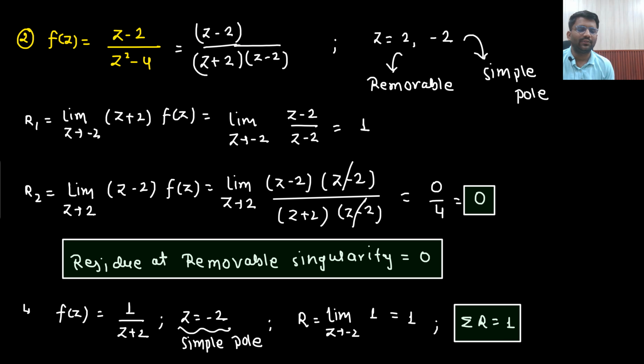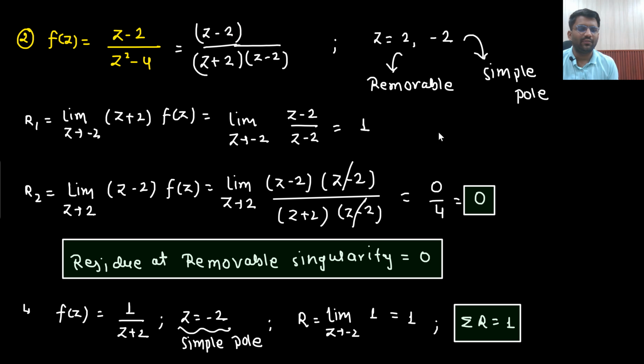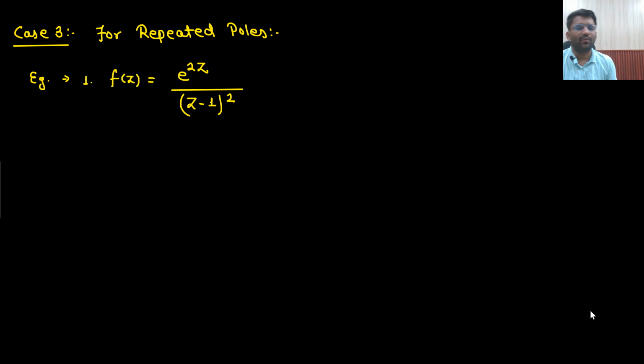Okay. Next we will see multiple poles. For repeated poles or for multiple poles. This is our case 3. So that we will see after a break. You revise whatever we have studied. Within 5 minutes you will be able to revise, and then we will see this repeated pole case.